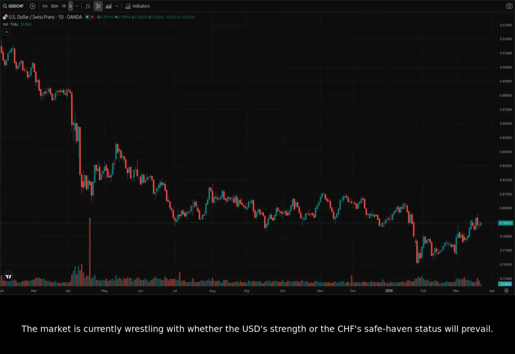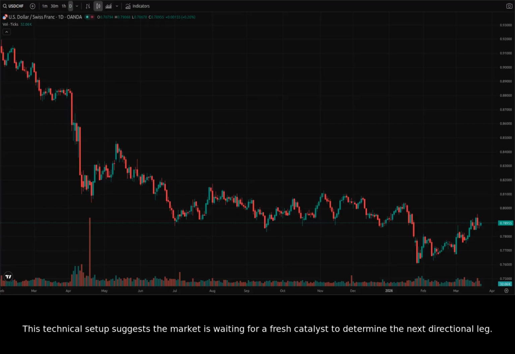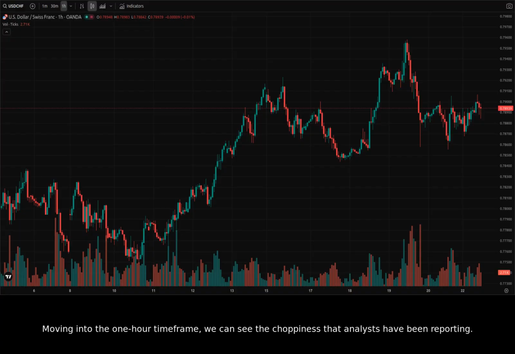The market is currently wrestling with whether the USD's strength or the CHF's safe haven status will prevail. Notice the long upper wicks on the recent daily candles, indicating that sellers are defending the 0.7900 area aggressively. This technical setup suggests the market is waiting for a fresh catalyst to determine the next directional leg. Moving into the 1-hour time frame, we can see the choppiness that analysts have been reporting.